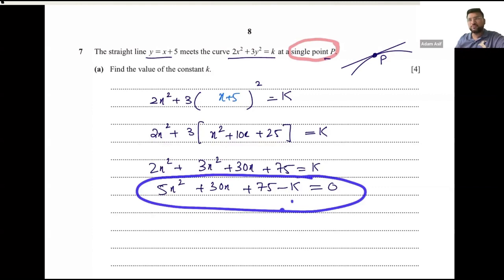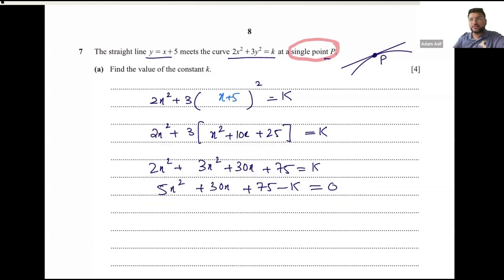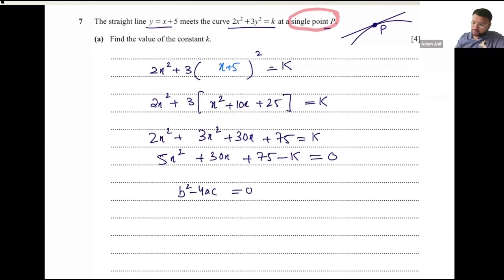और real and equal roots जब ही होंगे जब आपके पास discriminant क्या होगा इस equation का? Equal to 0. So the discriminant b square minus 4ac should be equal to 0. So b square minus 4 times a times c equal to 0. Solve this for the value of k.